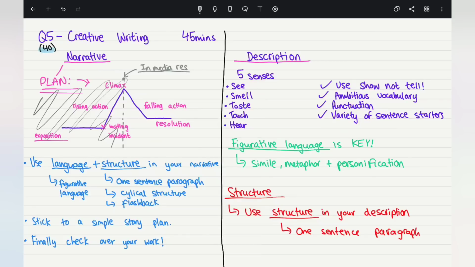Similar to the narrative, use figurative language. It is key. Simile, metaphor, and personification. Go back to the basics. Refer to these in your description. And importantly, structure. Use structure in your description. For example, a one-sentence paragraph. Simple, but it gets you marks. And these are essentially everything that you need to know for question 5.